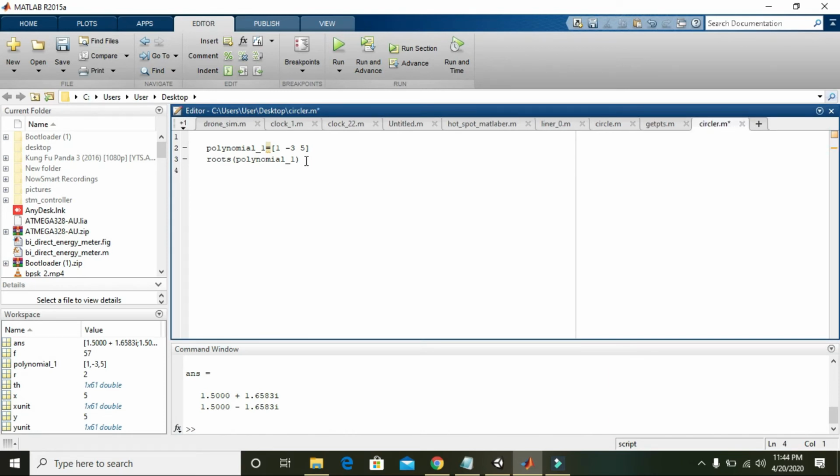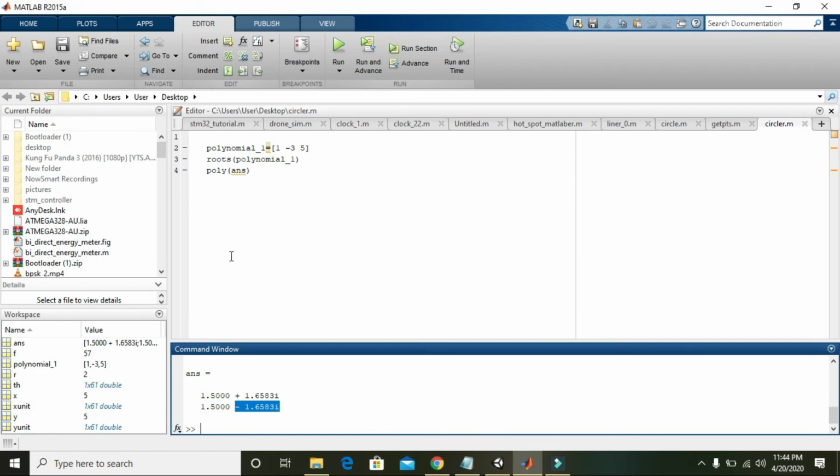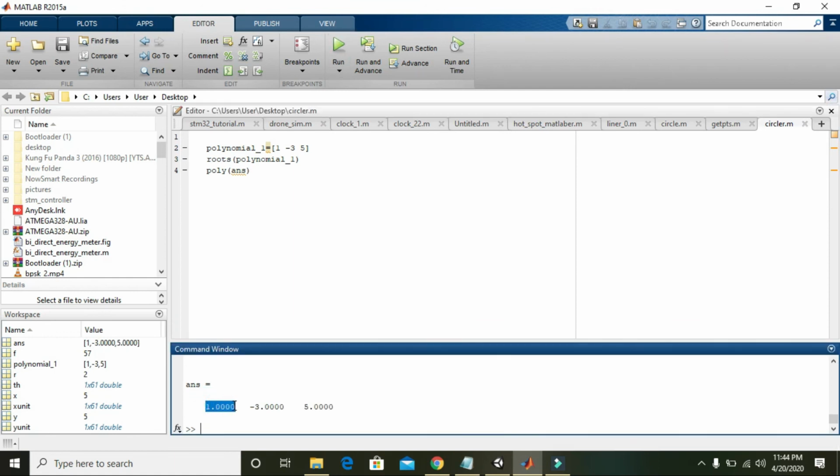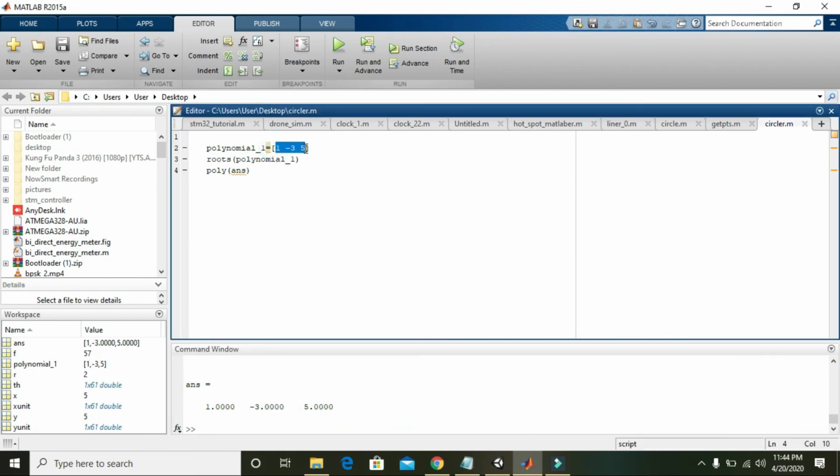Then if you want to form the polynomial again from these roots, you can write the word poly of answer, which means that in answer there are roots, and with the help of this poly command you can recreate the polynomial or vector. So again you can run it, and now you have this 1x squared minus 3x plus 5, same as the 1 minus 3 and 5.